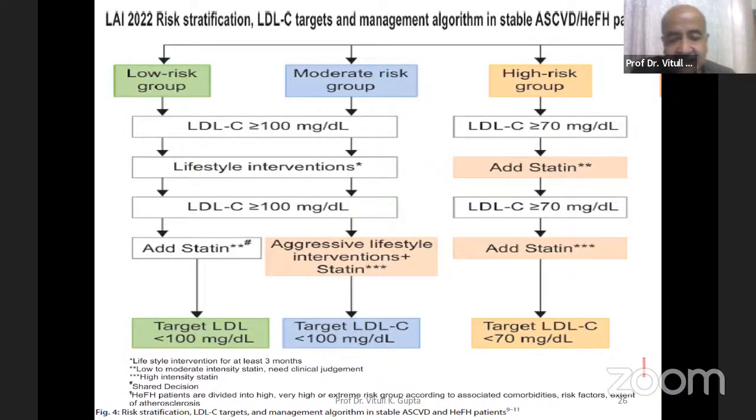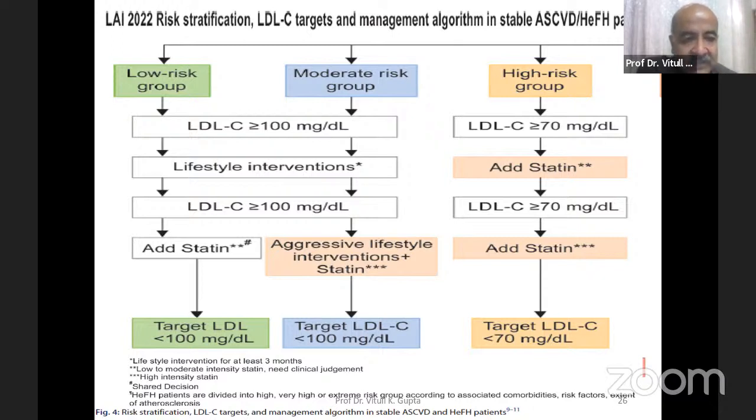Once we have considered the goals, then instead of text, I want to follow this flow graph to discuss the treatment strategies. In the low risk group, that is, if the LDL-C level is more than 100 milligram per deciliter, we go by lifestyle interventions. And if the LDL-C remains more than 100 milligram per deciliter, we add moderate statin therapy to achieve the LDL-C goal of less than 100.